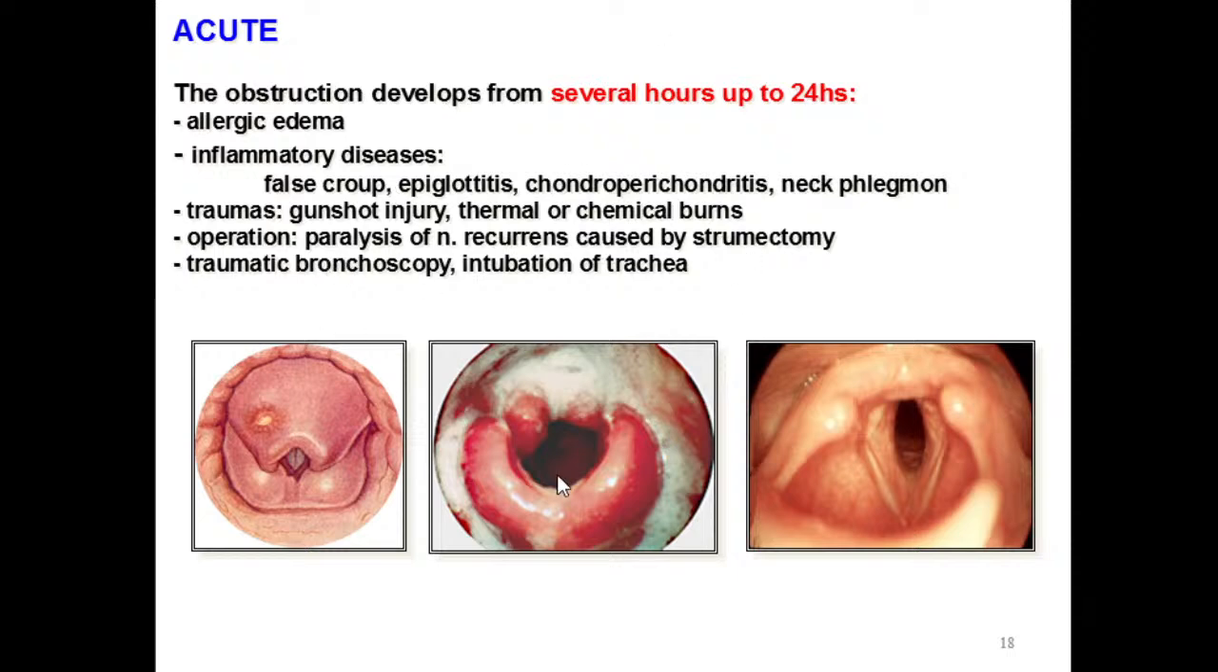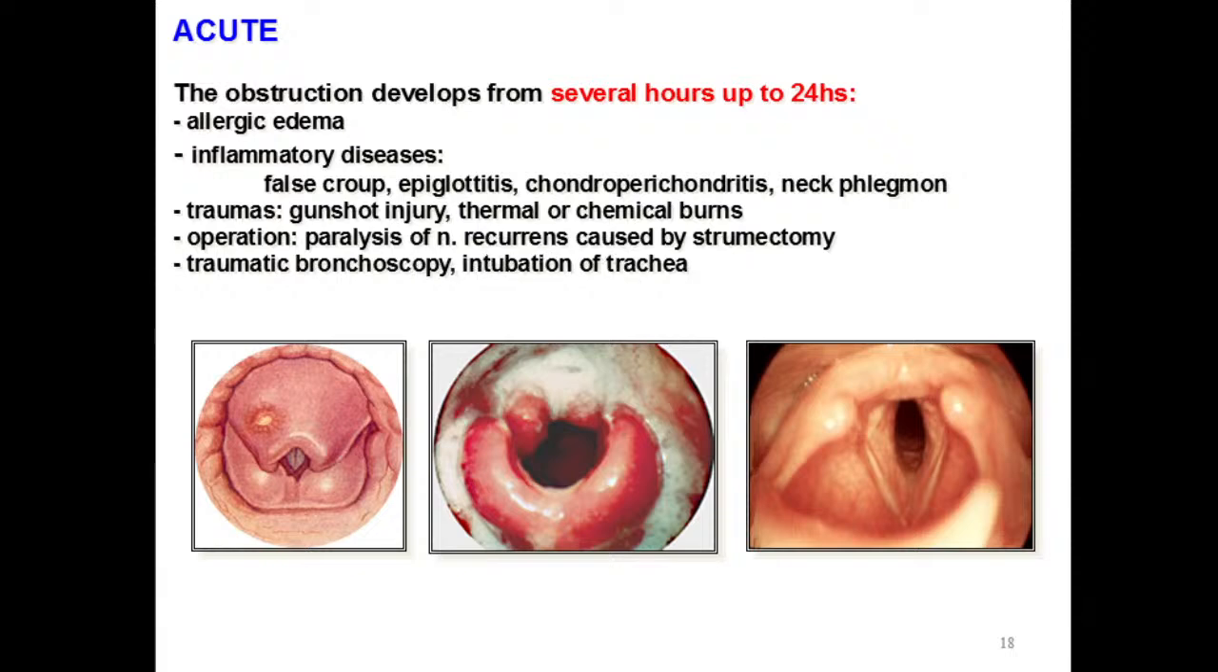Also, an operation may be a reason for laryngeal stenosis due to paralysis of the recurrent nerve, caused by strumectomy and traumatic bronchoscopy or intubation of the trachea. You remember from anatomy that only one muscle widens the vocal cords, so it makes the vocal rim wider. It is the muscle cricoarytenoideus posterior, and this muscle is supplied by the recurrent nerve.